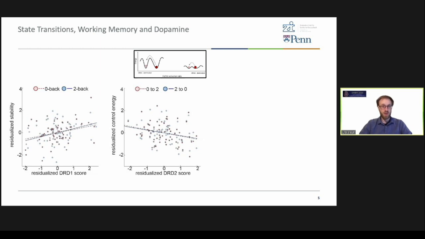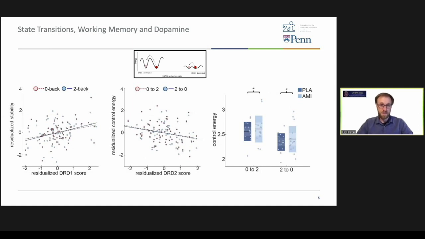of both brain states. For the opposite, we looked at how the D2 scores relate to the control energy, which should be negatively predicted by the D2 score of patients or healthy controls. And as we can see, indeed, the higher your dopamine D2 expression in the prefrontal cortex, the less control energy you need to switch between states.